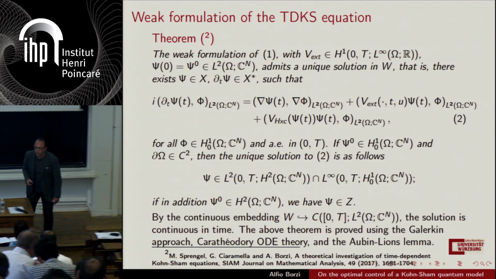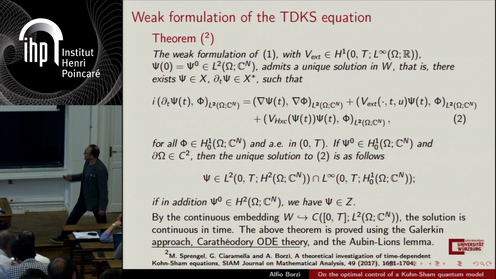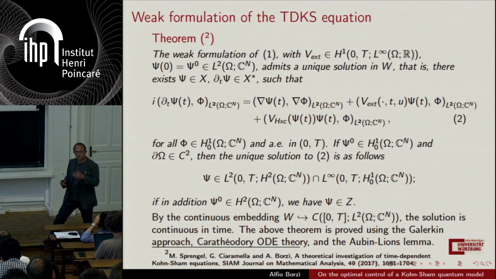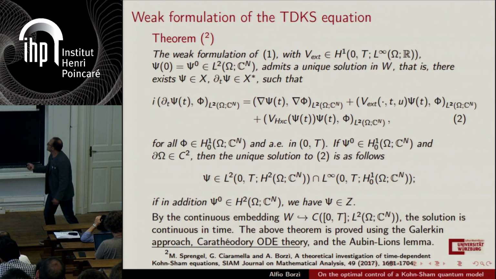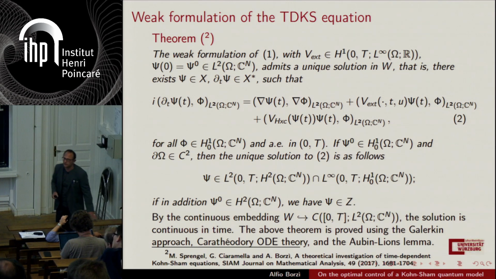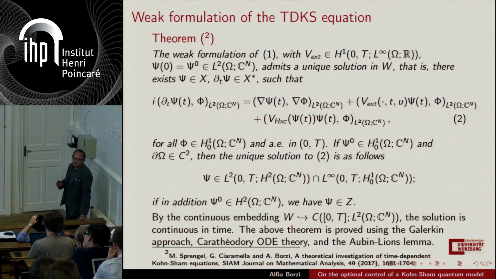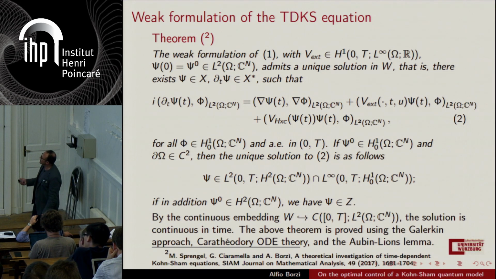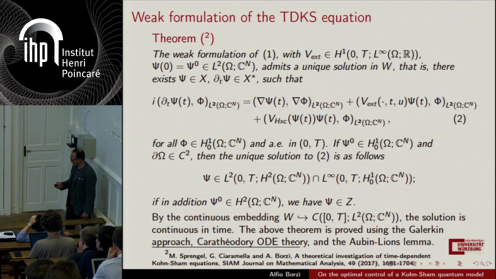Okay? So the way to prove this theoretical result is by the standard Galerkin approach, plus some additional functional tools, Caratheodory theory, because the control can be bang-bang, and the Aubin-Lions lemma to prove some compactness of spaces, okay? So we need some embedding to prove some regularity result. And this is the first part of the work I am presenting to you.